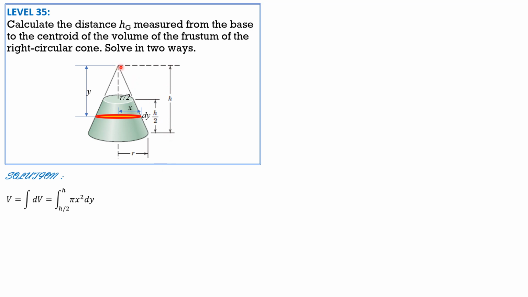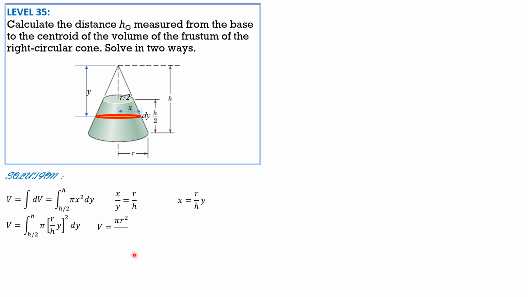This is our reference from the top. So pi x squared dy, where from the figure x is to y equals r is to h. So x is to y, by similar triangles, equals r is to h. So x is r over h times y. Substitute here: volume equals pi, from h over 2 to h, integral of x squared, so (r/h y) quantity squared, dy.